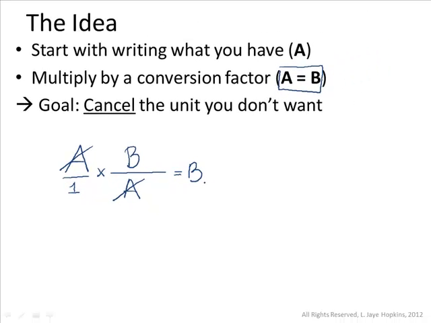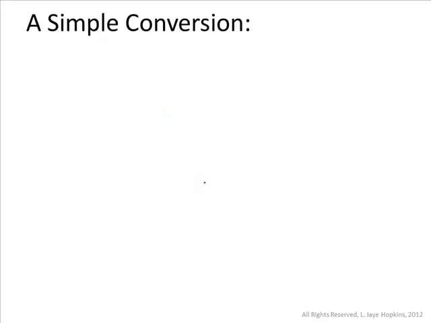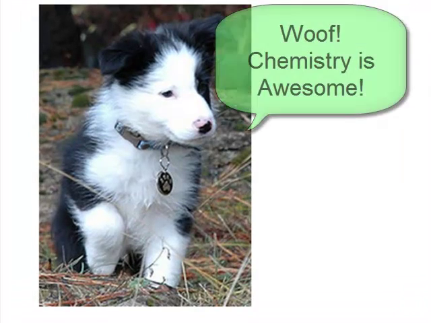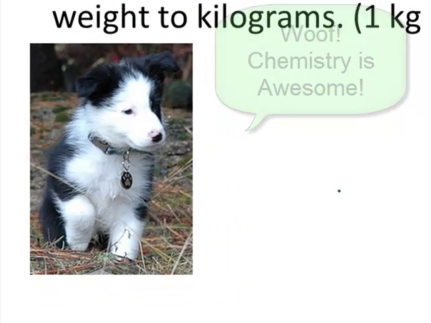Let's try applying this to an actual example. Here's a simple conversion. My dog, Taj, one of my 3 dogs, weighs 52 pounds. Convert his weight to kilograms. And then I gave you the conversion, 1 kilogram equals 2.205 pounds. If you're feeling a little bit overwhelmed or you're starting to get a little bit nervous, I thought I'd help you out by giving you a picture of Taj before he weighed 52 pounds. There's Taj. Okay, so go ahead and try this calculation.